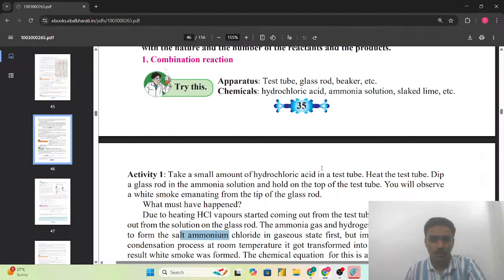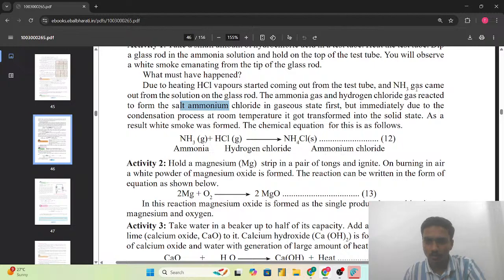After performing the experiment given here, we get ammonia gas on the glass rod. When ammonia gas reacts with hydrogen chloride, there is the formation of the salt ammonium chloride in the gaseous state first. But immediately, due to condensation at room temperature, it got transformed into the solid state. As a result, white smoke was formed.